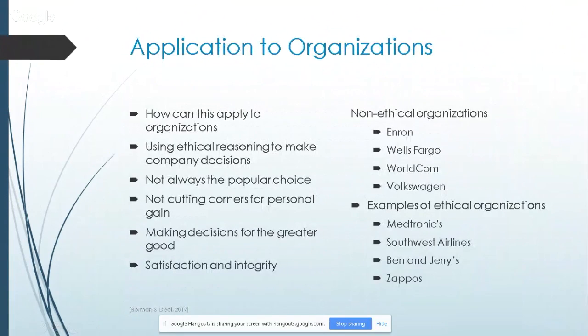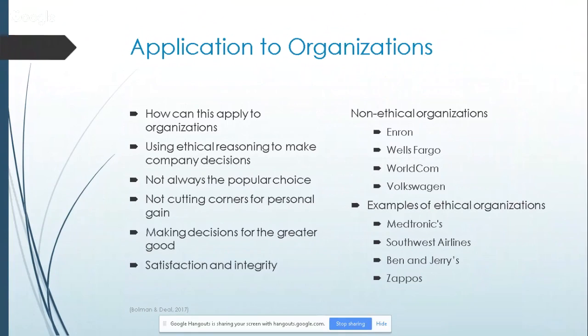So how does this apply to organizations? With organizations using ethical resourcing to make company decisions, it's not always popular. It can be the best choice, but it's not always the one where you get things done the quickest and the fastest. But this is going to keep you from cutting corners for personal gain, and lead to making decisions for the greater good, and satisfaction with a job well done and integrity.